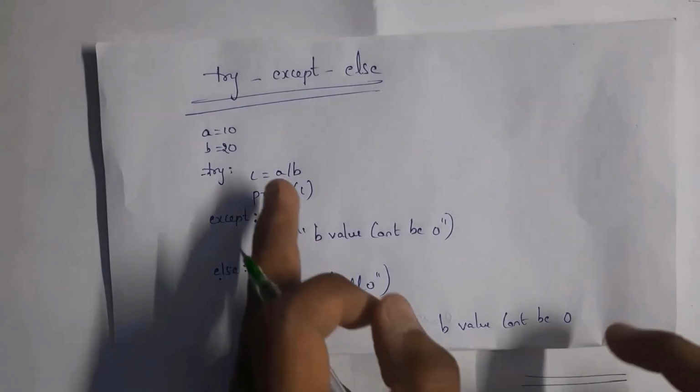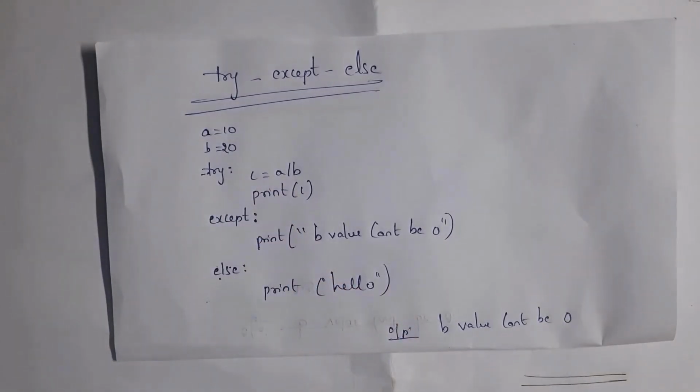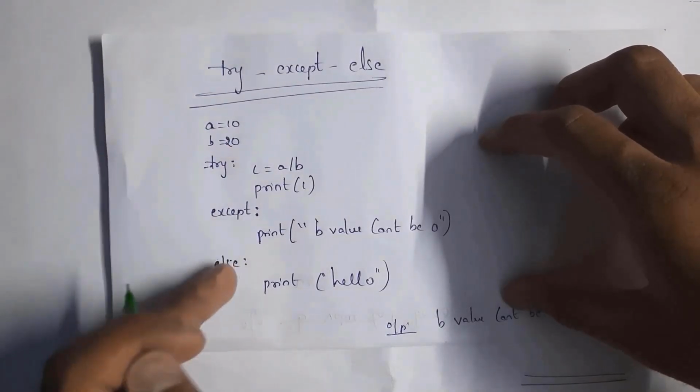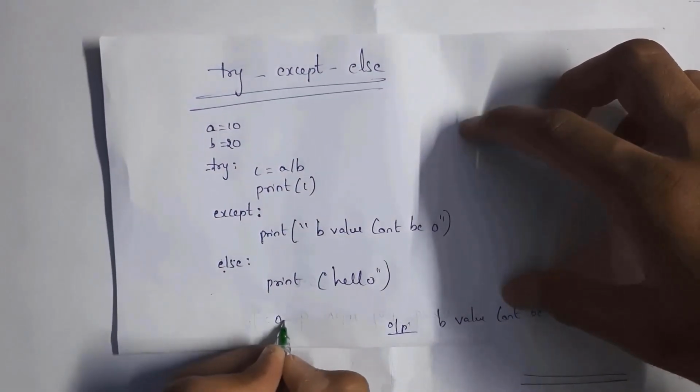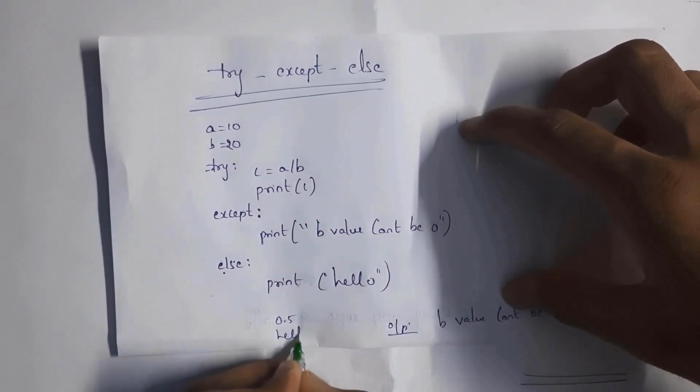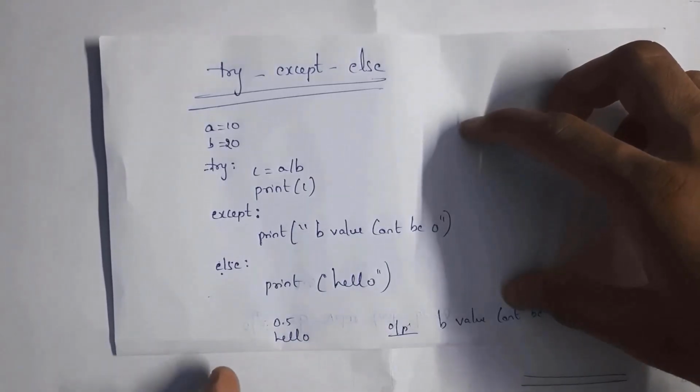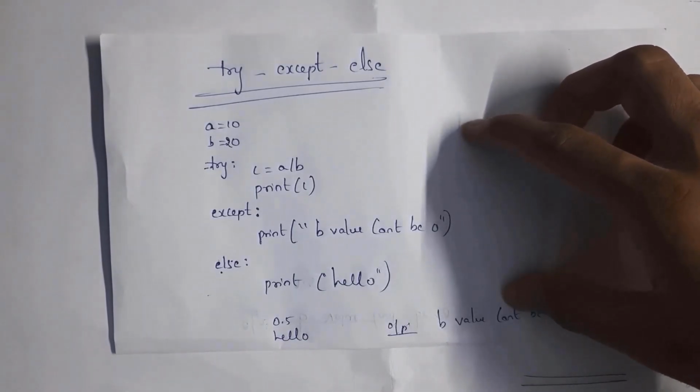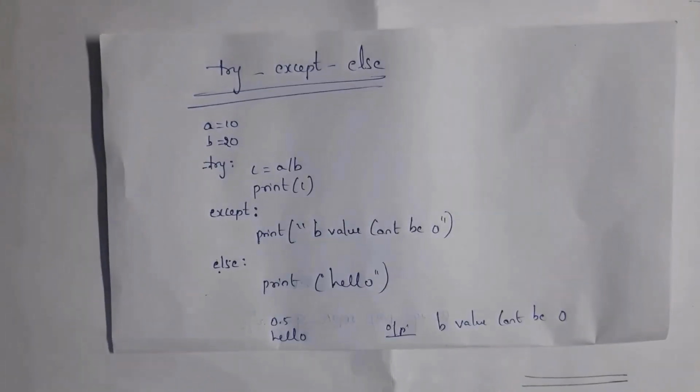So I'll get output, that is 10 by 20, that is equal to 0.5, and as well as it will execute the else block. So I'll get output 0.5 and hello, because inside the else block I wrote hello. This is the use of try, except and else block. If there is an exception, it will execute only the except block, but if there is no exception, then it will execute the try block as well as the else block.